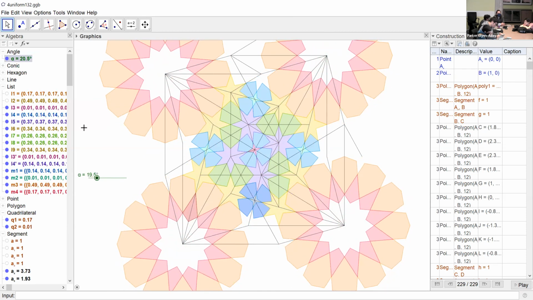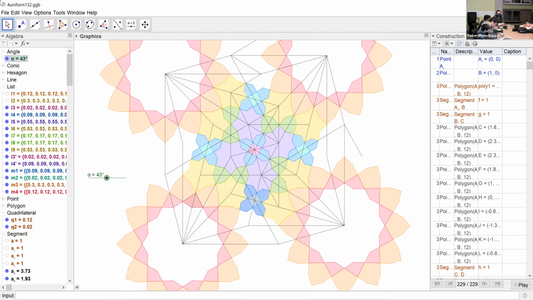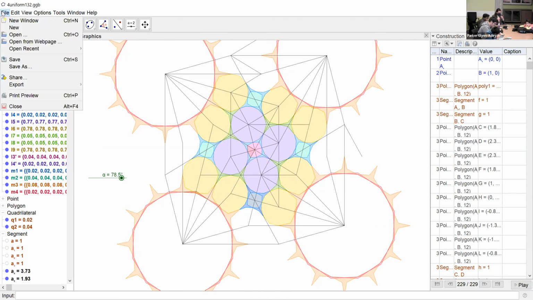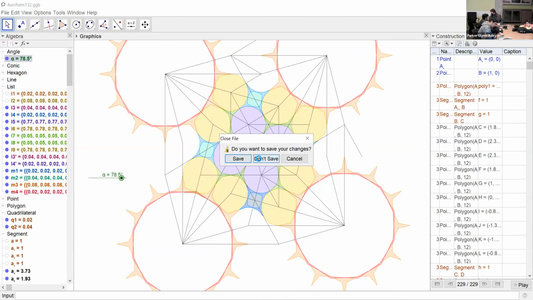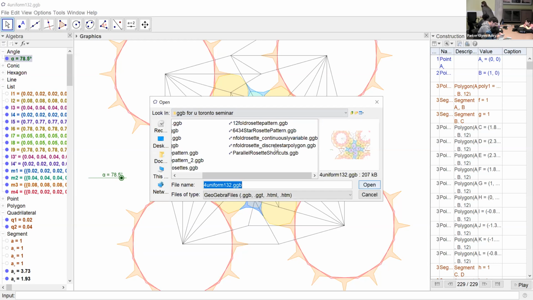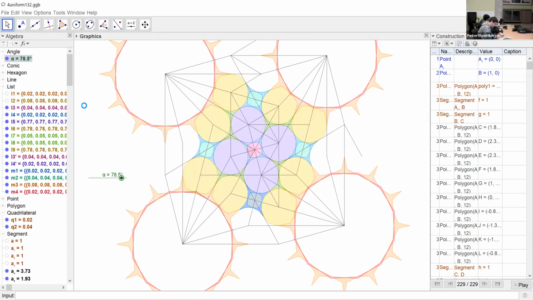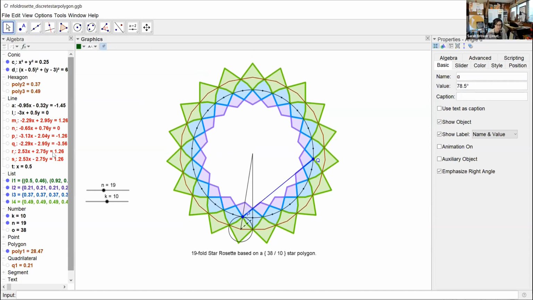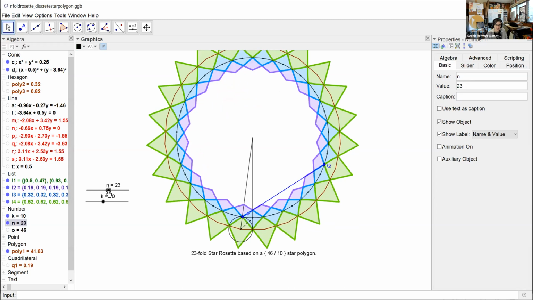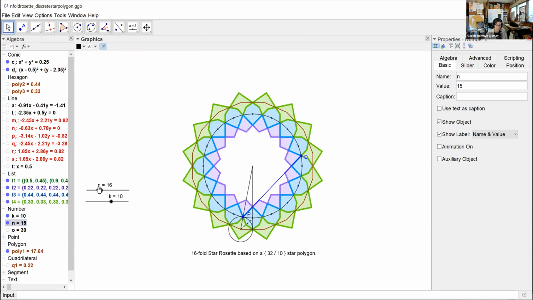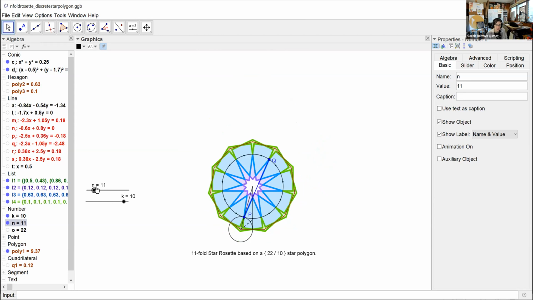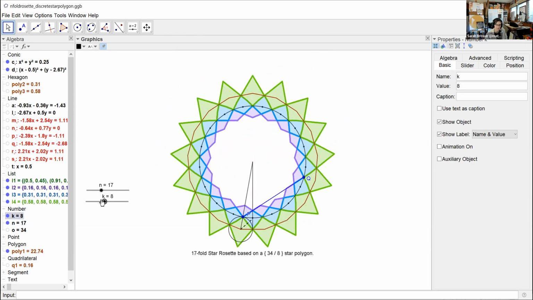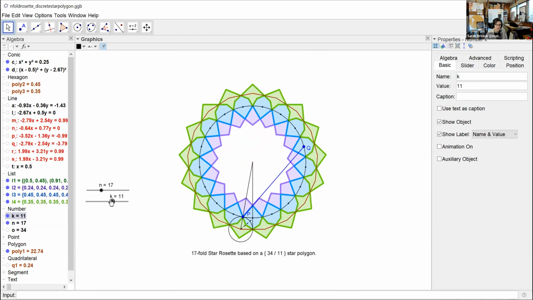Let's see. Oh, here's that discrete star polygon that I mentioned earlier in my talk. You can choose how many petals you want and then play with the angle. So that one's fun.